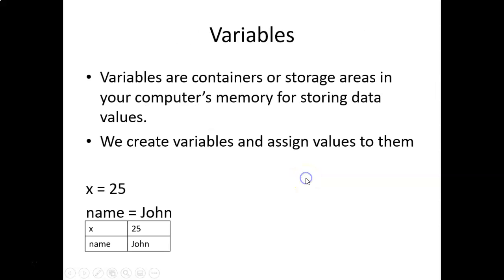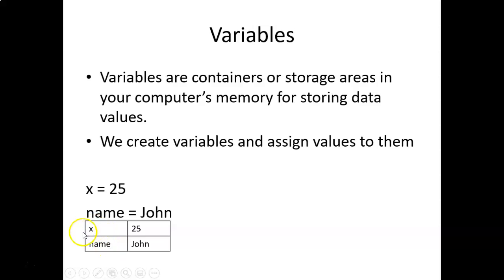As you should know by now from doing your readings, variables are just containers or storage areas in your computer's memory for storing data values. So this allows you to have a holding place to store values that you want to use later. In this particular example, we have a variable called x, and it has a value of 25. We call this assignment. We're putting the value of 25 in the variable x. Similarly, we have a variable here called name, and we're putting in it the value John. So this variable name equals John.